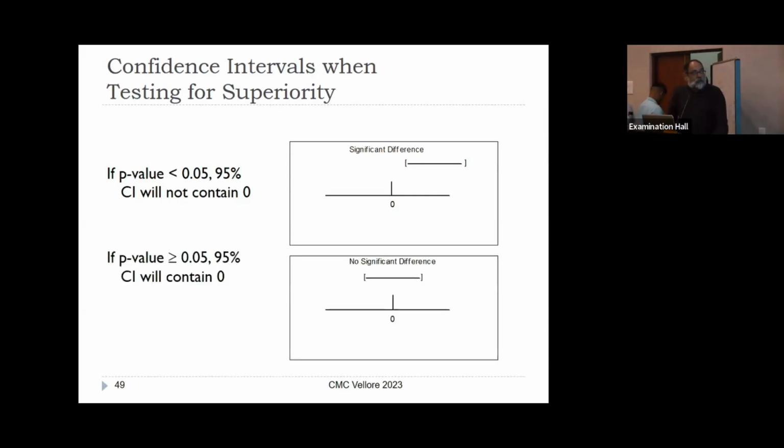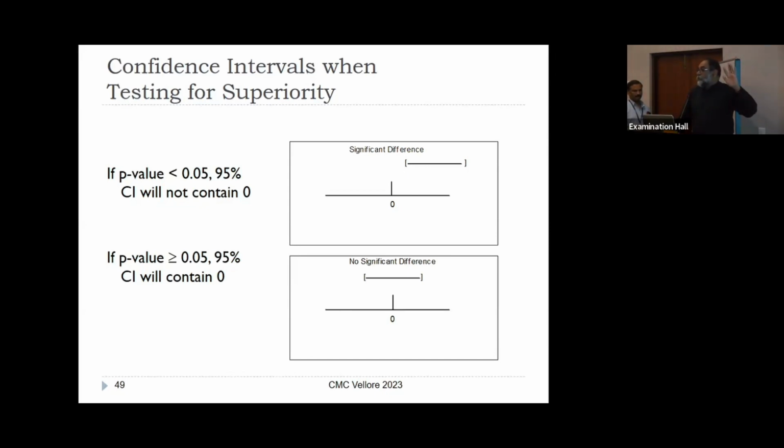And if the p-value is greater than 0.05, the 95% two-sided confidence interval will contain zero, right? They're one and the same. So there's a one-to-one correspondence between a 95% two-sided confidence interval and a two-sided test of hypothesis at the 0.05 level. That you all got, I hope, in your statistics courses. So, easy test for superiority.